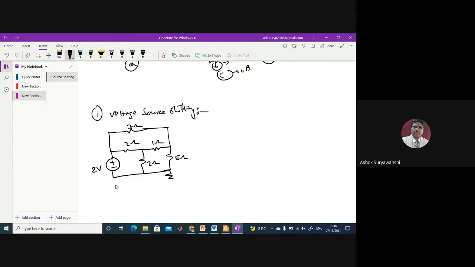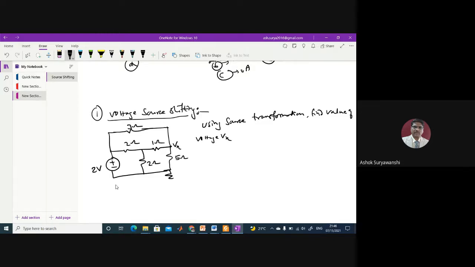And what is asked in this problem is, using source transformation, find the value of voltage Vx, which is shown here. They are not mentioning source shifting directly. They will mention using source transformation. It can be voltage, it can be current, or it can be power, anything they may ask.